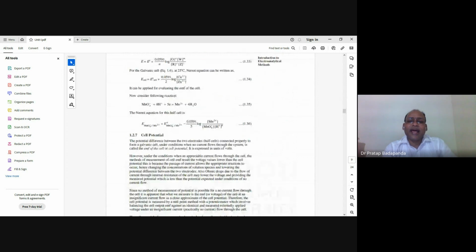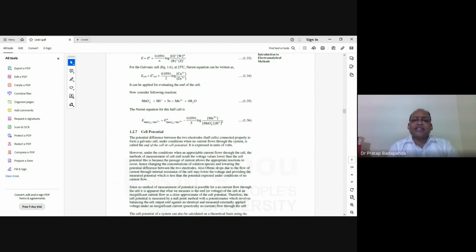Okay, see that the last one is the correct one: E0 minus 0.0591 divided by n. n means the number of electrons. You have to calculate this one. So E cell is equal to E0 cell minus 0.0591 divided by n. You have to find the value of n. How many electrons do you have to balance?